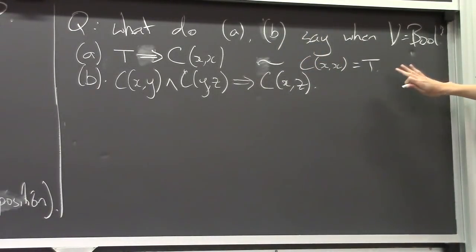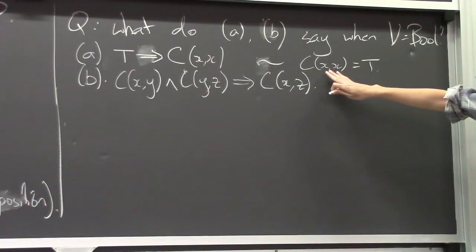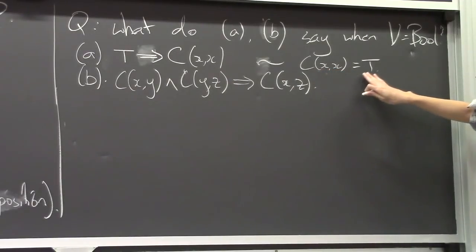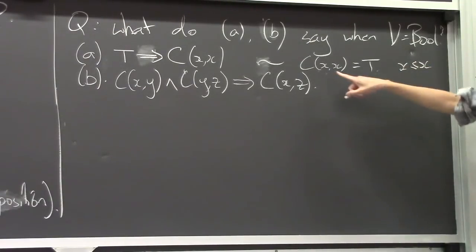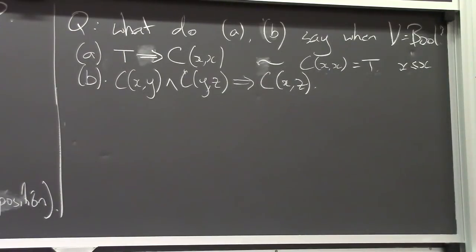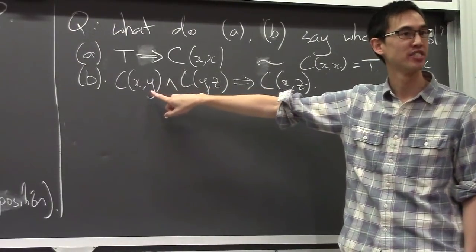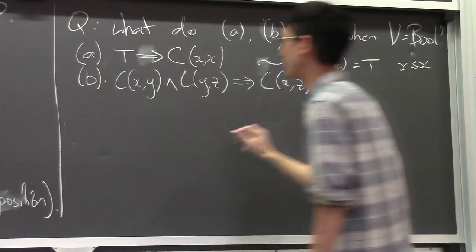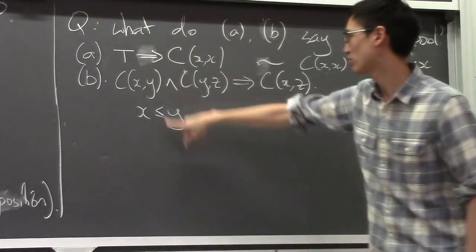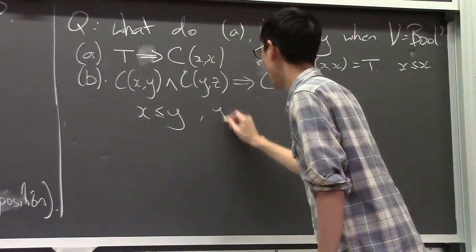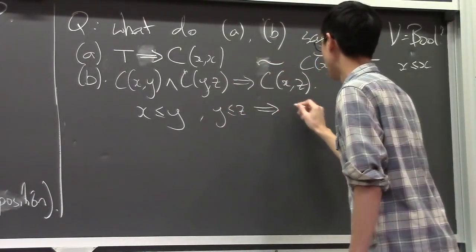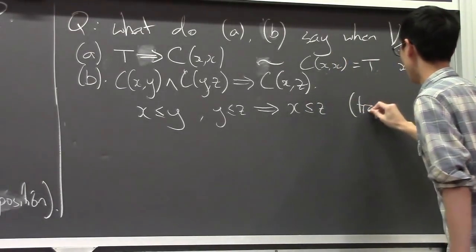Okay, so now I want to use this notation. Instead of writing C of X, X equals true, whenever C of X, Y equals true, I'm going to write X less than Y. So this statement here says that X is less than X, which we've seen before. This is reflexivity. Now what does this statement say? Does anyone want to shout out that? Transitivity. Yeah. It says that X is less than or equal to Y and Y is less than or equal to Z implies that X is less than or equal to Z. So this is transitivity.